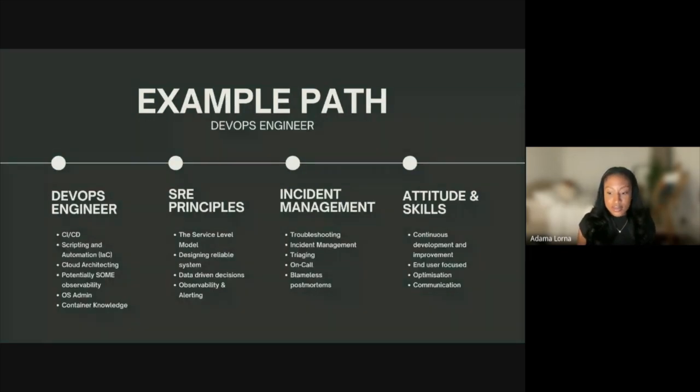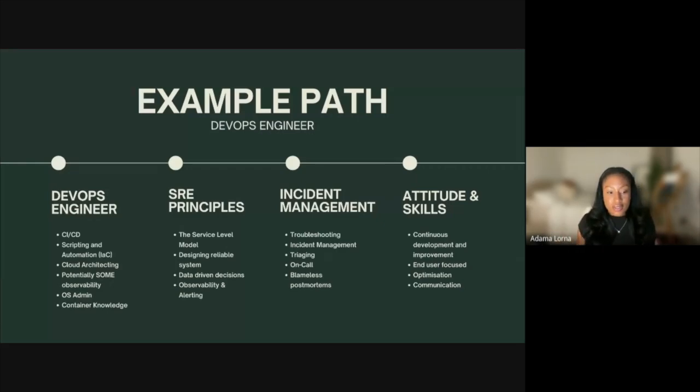So let's now go through a few of these example paths. If you're coming from DevOps, you already have things under your belt like CI/CD, scripting, IaC, cloud architecting to an extent, potentially even some observability. Perhaps you've built out some monitoring tools, or it's been integrated in the Terraform writing. You might have some OS administration skills, like Linux or Windows administration. And you may even have some container knowledge. All of this will be valuable and allow you to build upon for the SRE position.